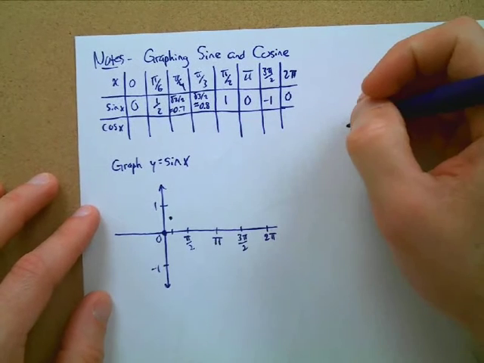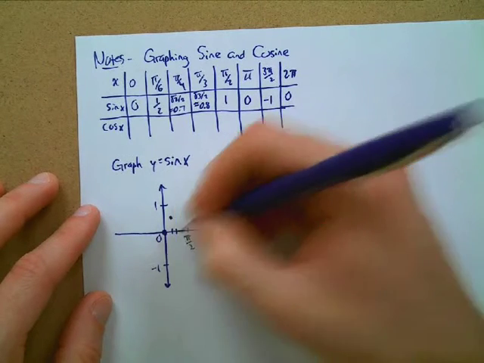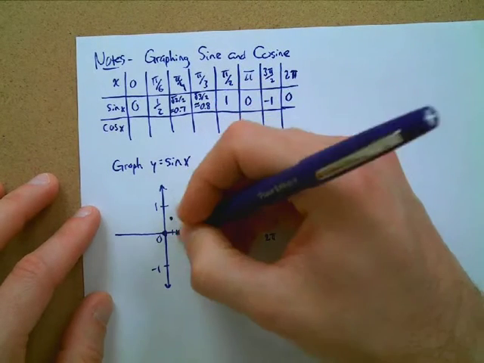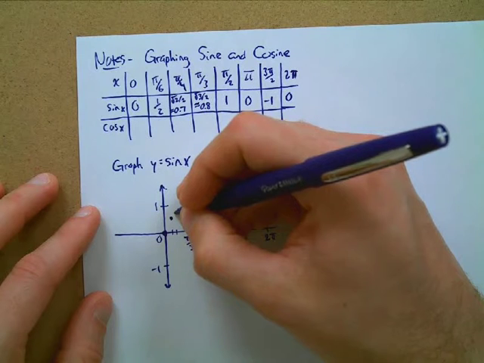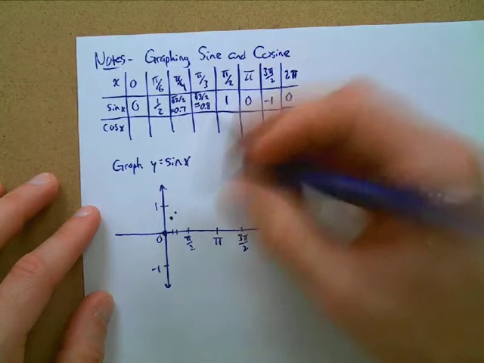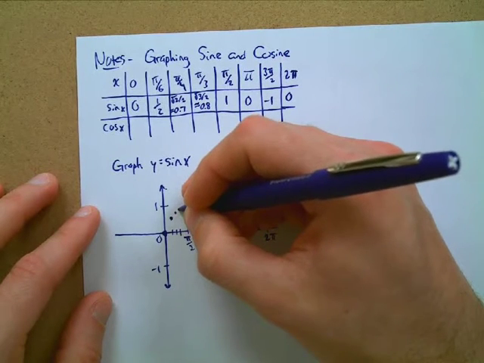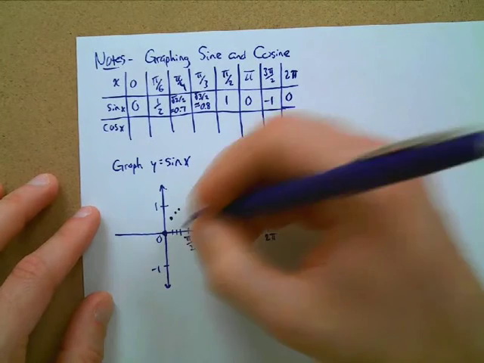Okay. Pi over 4 is exactly in the middle between 0 and pi over 2. And at pi over 4, we're at 0.7. So I'm going to go up a little bit more, but not quite 3/4, so something like that. And then pi over 3, we're at 0.8. And we'll say pi over 3 is like right there, and 0.8 is a little bit higher still, a little bit more than 3/4 of the way. And then pi over 2, we're at 1.